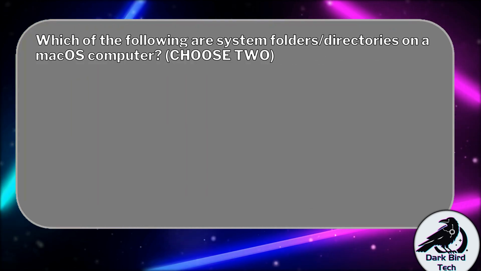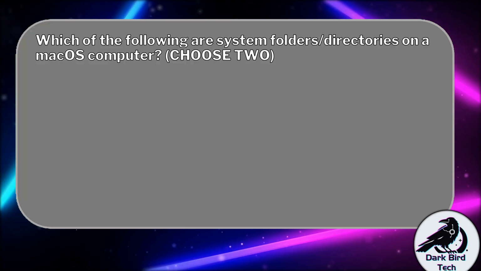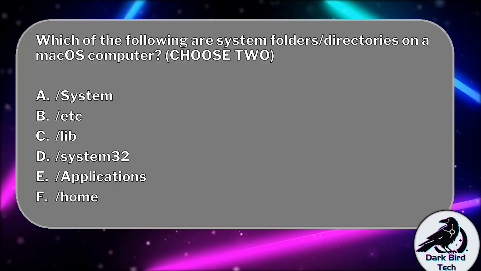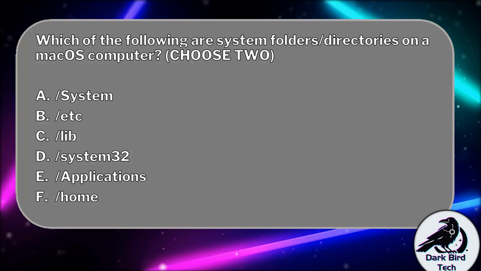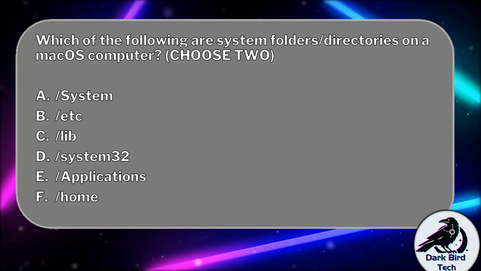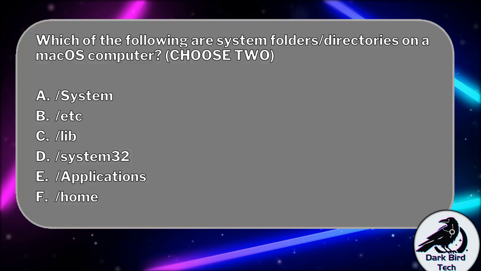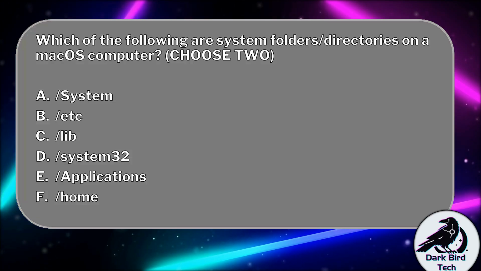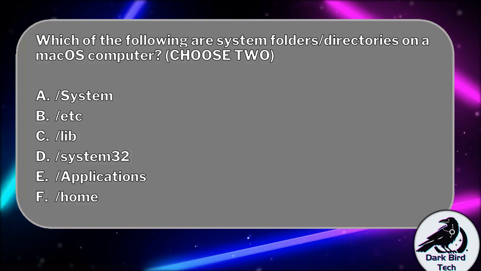Next, which of the following are system folders or directories on a macOS computer? Choose two. So we've got /system, /etc, /lib, /system32, /applications, and /home. Now, if you are familiar with macOS, you will probably find this to be a very easy question. If you're not, process of elimination can work out pretty well for you.